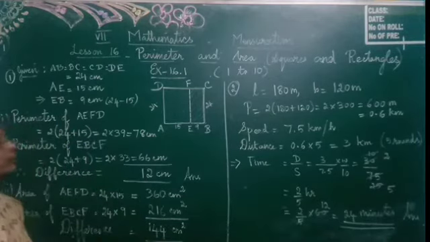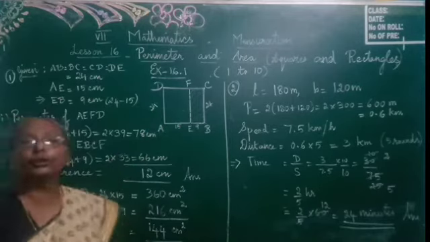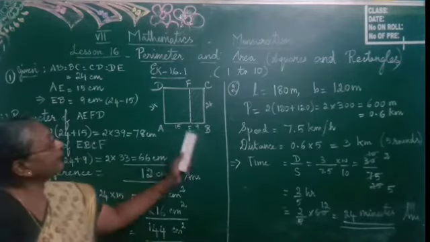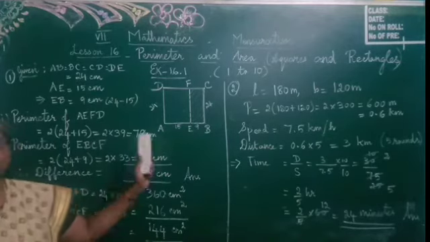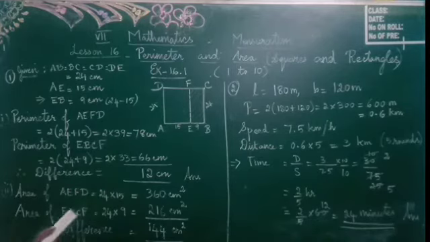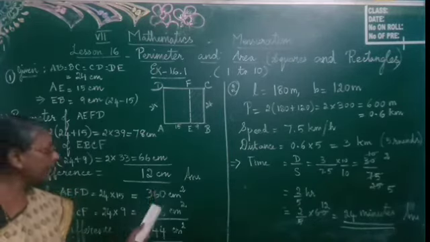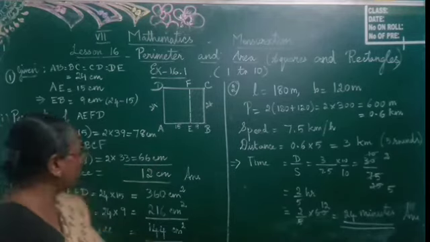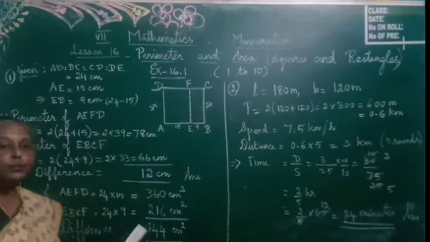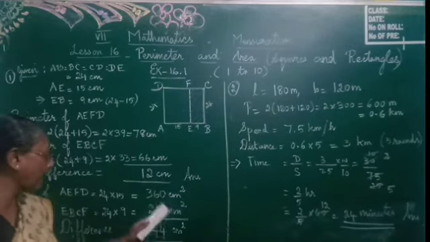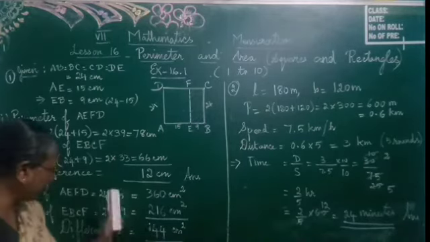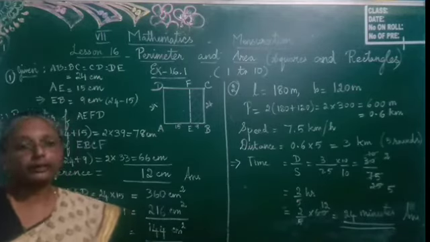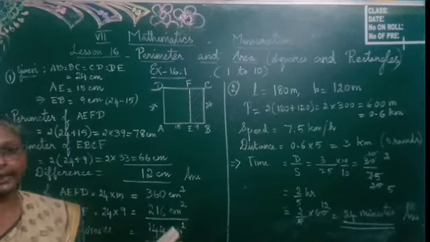In the same way, we are going to compare the areas of these two rectangles. First, the area of rectangle AEFB will be L into B, length into breadth, that is 24 into 15, which is 360 centimeters square. In the same way, the area of EBCF will be 24 into 9, which is 216 centimeters square. Therefore, we find the difference of these two, which is 144 centimeters square.